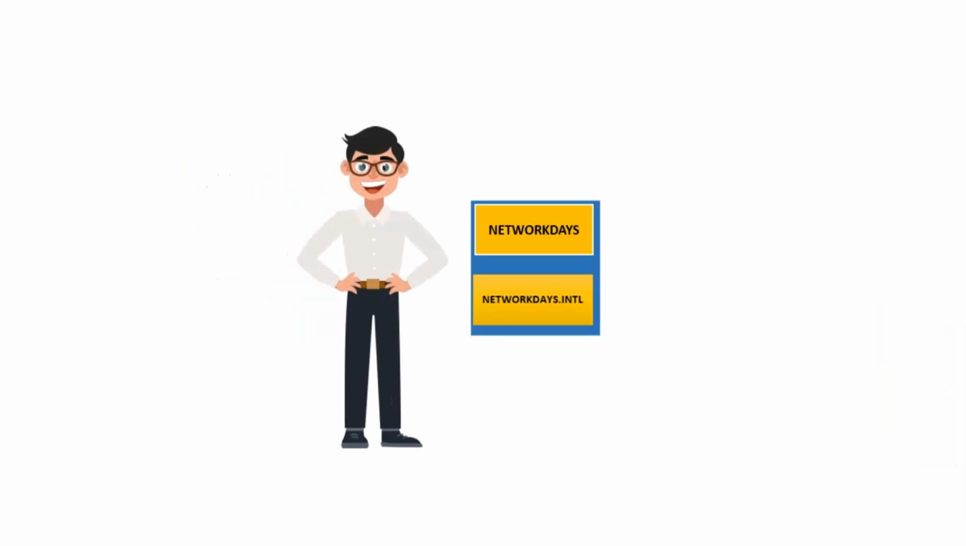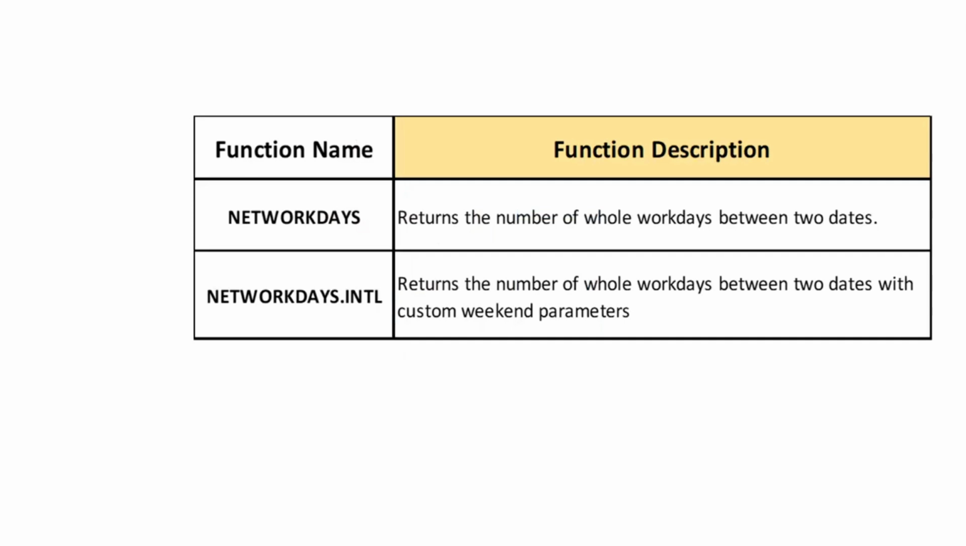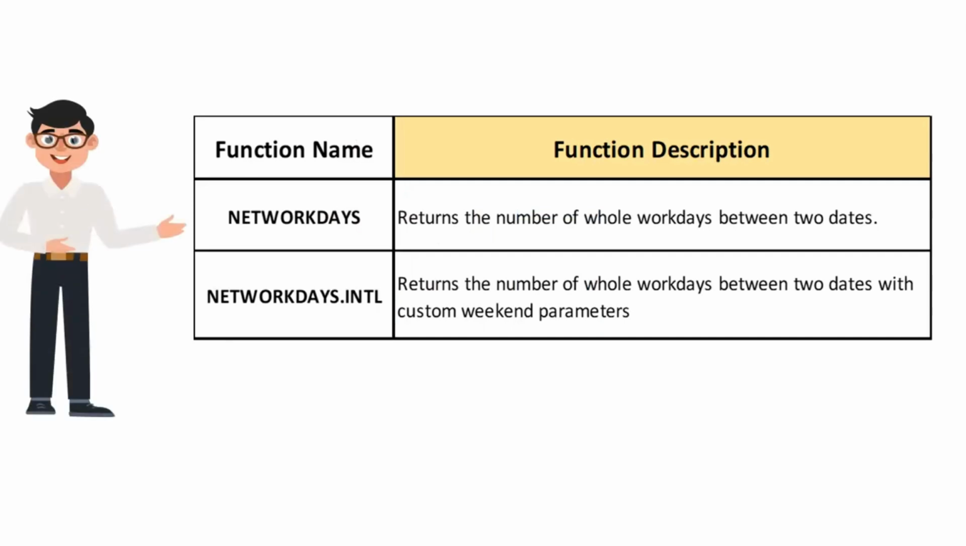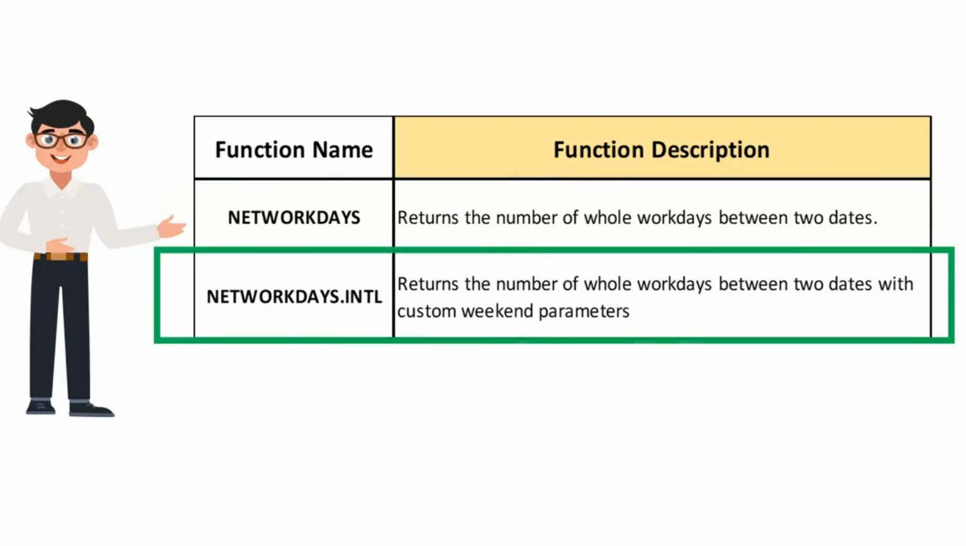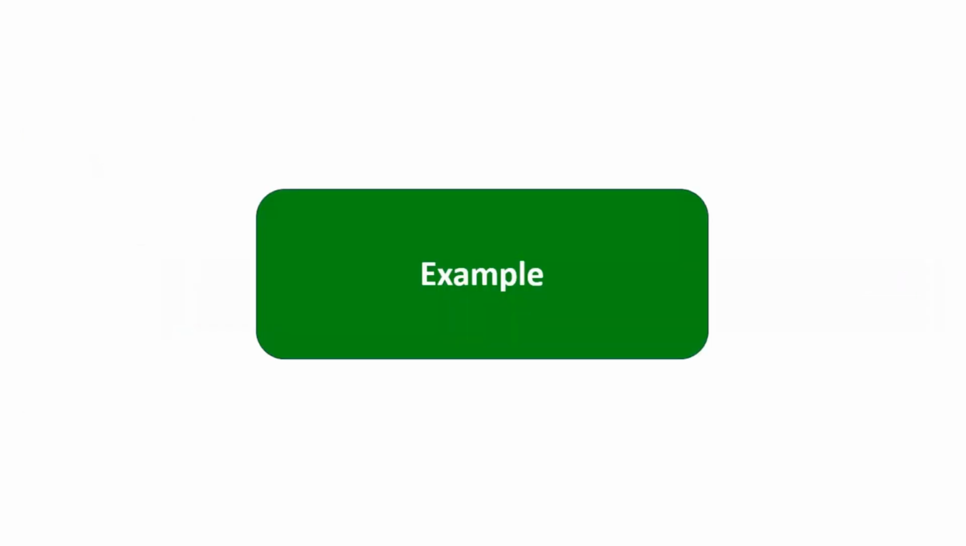So let us now start the session with a discussion on the function description for the mentioned functions. Starting with NETWORKDAYS, it returns the number of whole working days between two dates. Moving to NETWORKDAYS.INTL, it returns the number of whole workdays between two dates with custom weekend parameters. Let us now understand the working of these functions with the help of an example.